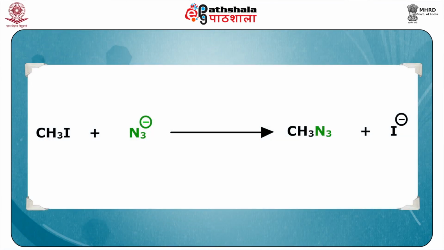For example, compare the rate of reaction for the type 2 reaction of azide ion as shown here with CH3I using a polar protic solvent, for example methanol, versus a polar aprotic solvent, for example DMF. Both the solvents have similar dielectric constants, but the rate of reaction in DMF solution is 10,000 times faster than the rate of reaction in the methanol solution.